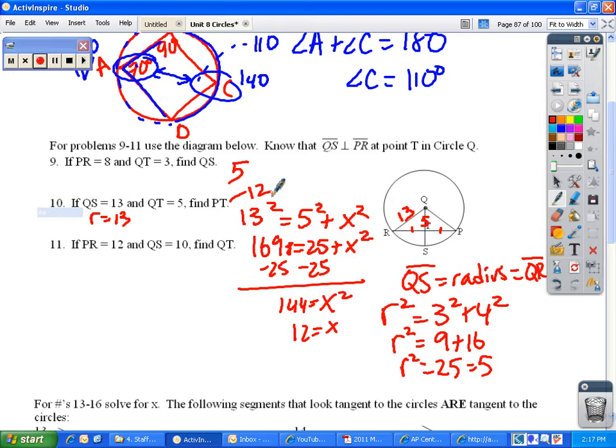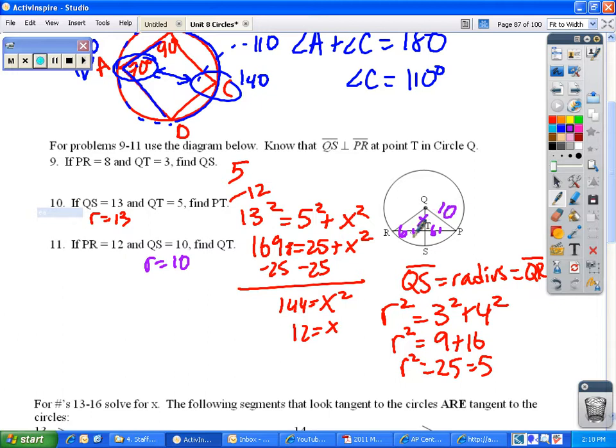All right, next one. If PR is 12, let's go back. I'm going to erase everything again to look at what that looks like. If PR is 12, and we've already said that that's equal, that means each of these bottom parts is just 6. And QS is 10, which tells me, once again, that's a radius. The radius is 10. So I'm going to go ahead and fill in that this radius is 10. And QT, now that's what we're looking for.